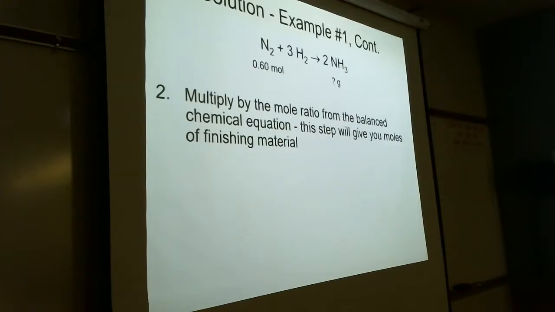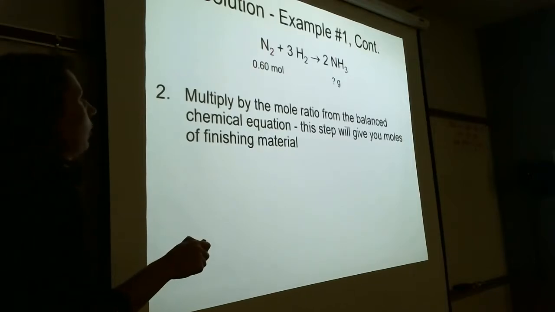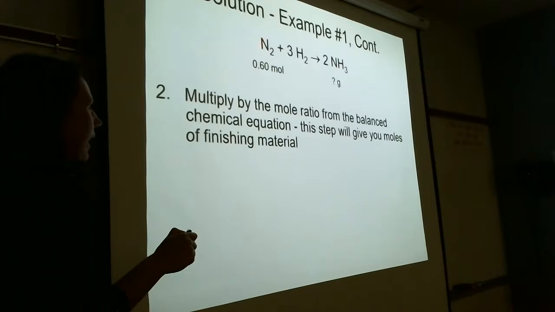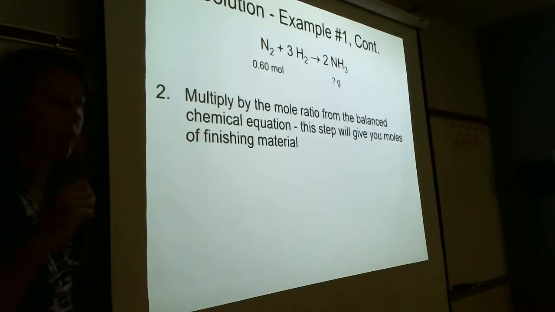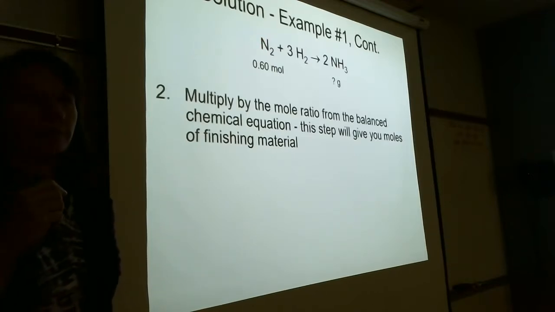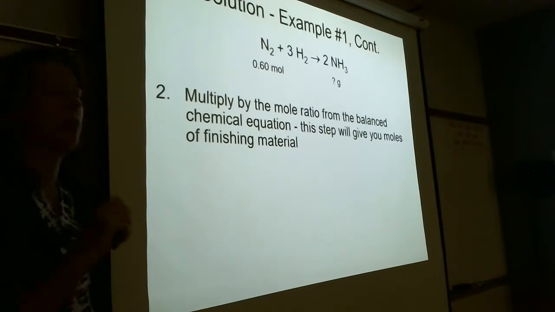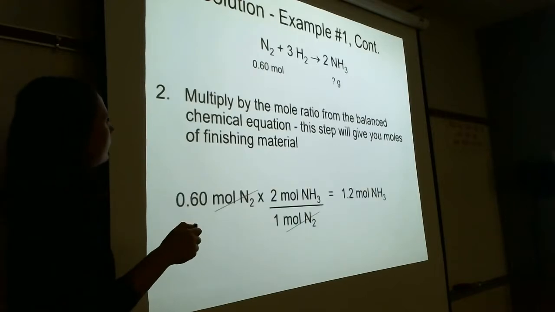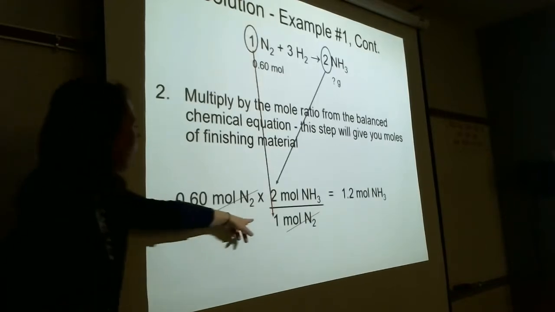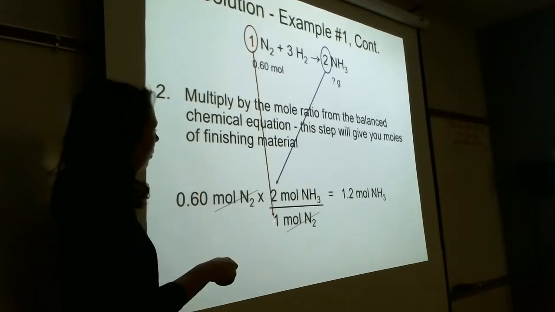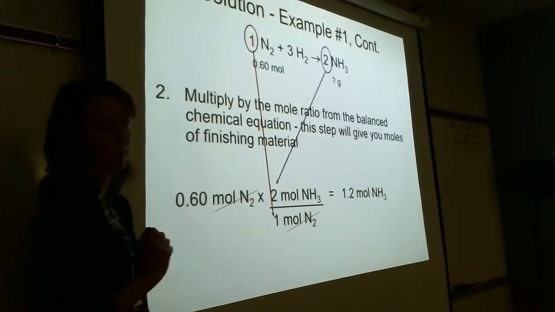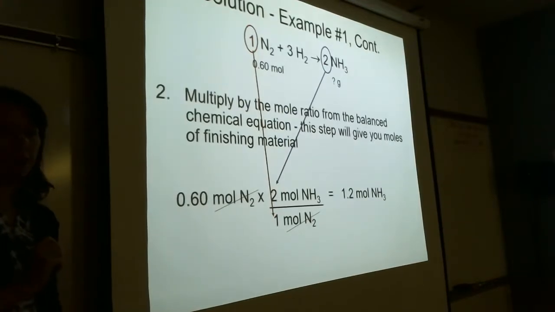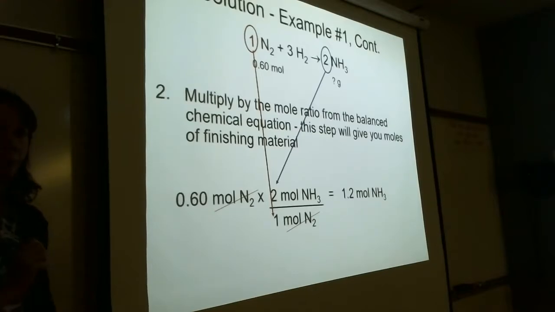Now we're going to take that answer, and we're going to multiply by the mole ratio. So if I want to go from moles of N2 to moles of NH3, is N2 going to be on the bottom of the conversion factor or on the top? If I'm trying to get away from N2, where's N2 going to go? It's going to go on the bottom, right? So the coefficients go right here, right? There's 1 N2 for every 2 NH3. So I'm taking 0.6, multiplying by 2, and dividing by 1.